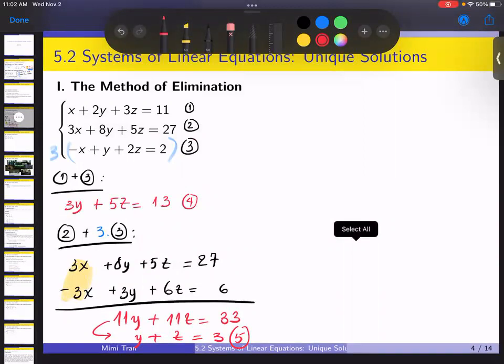You see why we had to stick to one variable? Imagine somebody eliminated y instead of x. What kind of variables would you have in the last equation, hypothetically? x and z, right? Which is not matching, so you'd be stuck. So I'm going to combine 4 and 5. 3y plus 5z equals 13. y plus z equals 3.